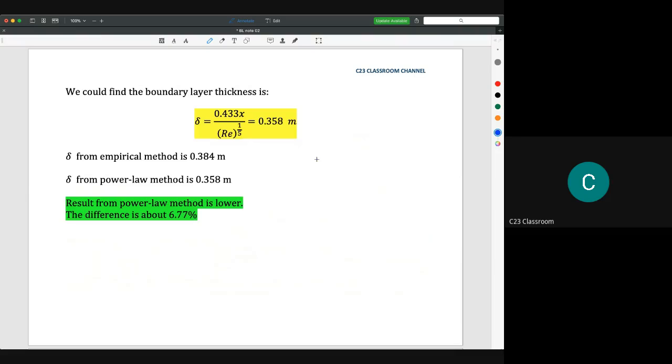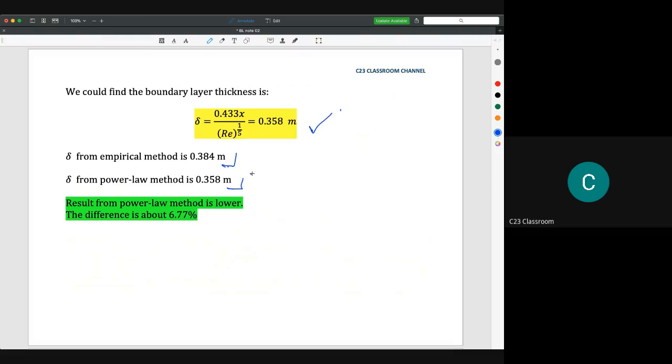So we could get delta equal to 0.433x over Reynolds number to the power of 1 over 5, and it is equal to 0.358 meters. If we compare both methods, we found that the empirical method will give 0.384 meters, but the power law method will give 0.358 meters.